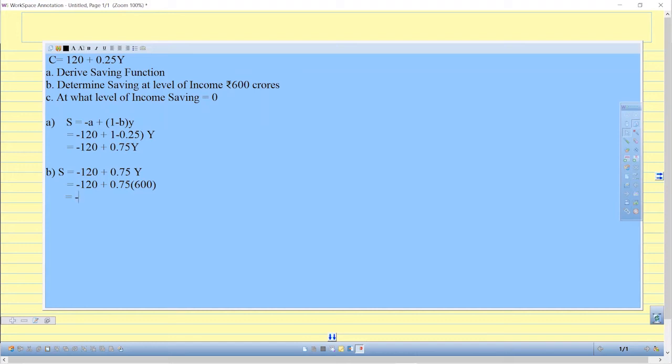Minus 120 plus 420, that is equal to 300. So this is the level of saving at income level of 600. Okay.